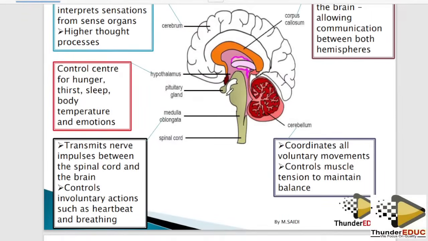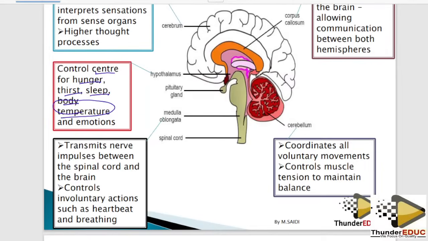Hypothalamus, where are you? Say, I'm here. Okay, it's here. All right. It is the control center for hunger, thirst, sleep, and body temperature. That's why you talk about the hypothalamus, because it is responsible for body temperature and emotions. Are you always happy, or sad, or bipolar? Meaning that now you're happy, next time you are sad. What controls that is the hypothalamus.